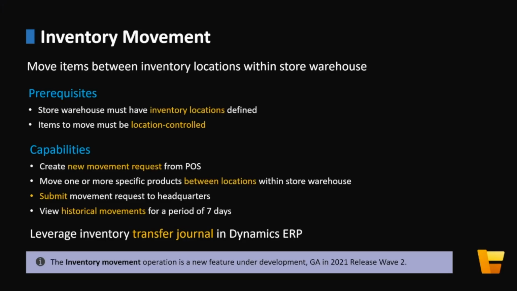All right. And then the next operation I want to talk about is the inventory movement. And this operation can facilitate users to move inventory of one or more specific products from one location to another location within the store warehouse. For example, to move items from your store's backroom to the sales floor.